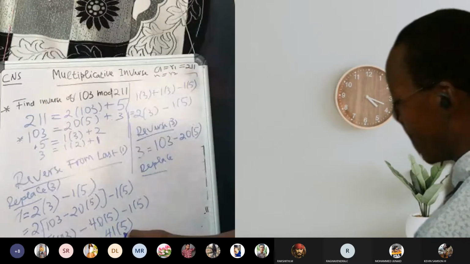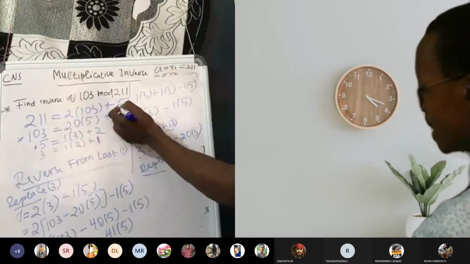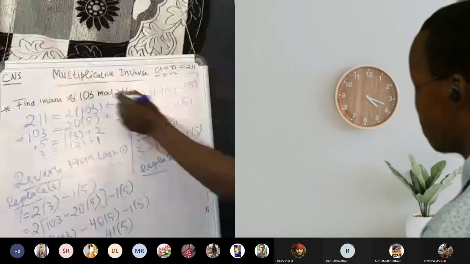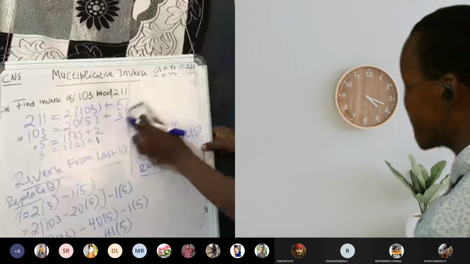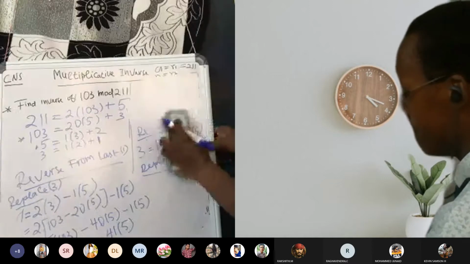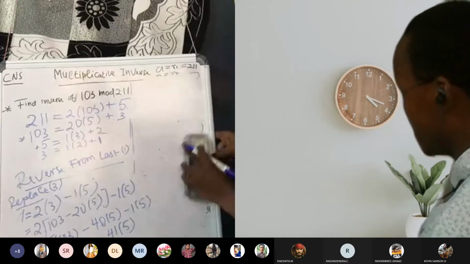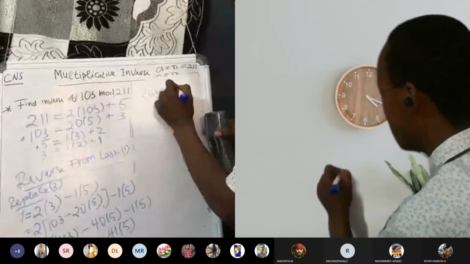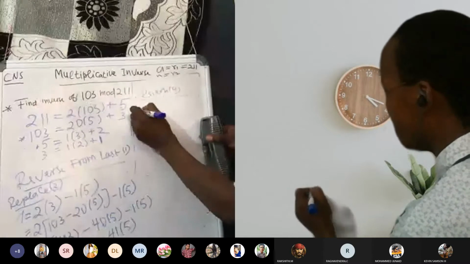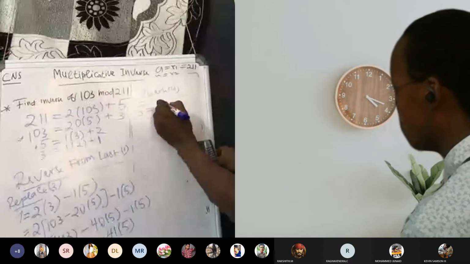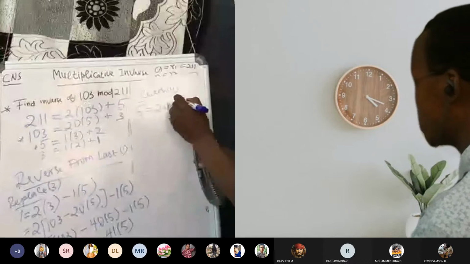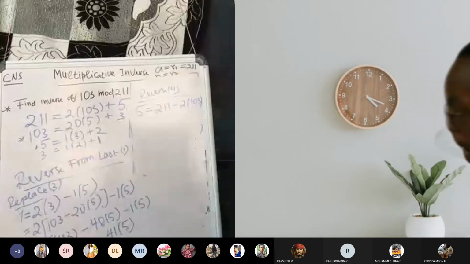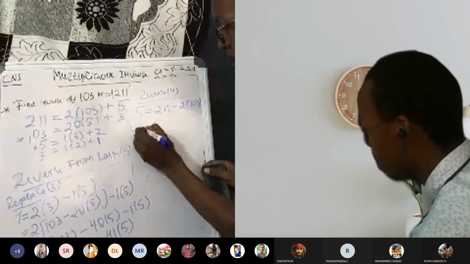Now I'm coming to the last stage. As you can see, we have 5 here, and the 5 has to be replaced. Let me reverse the last one. Let me call reverse number 4. Let me erase this one. Yeah, this is done. Reverse number 4. What is the reverse number 4? 5. 5 is equal to what? 211 minus 2, okay, into 203. Now I'm going to replace number 4.